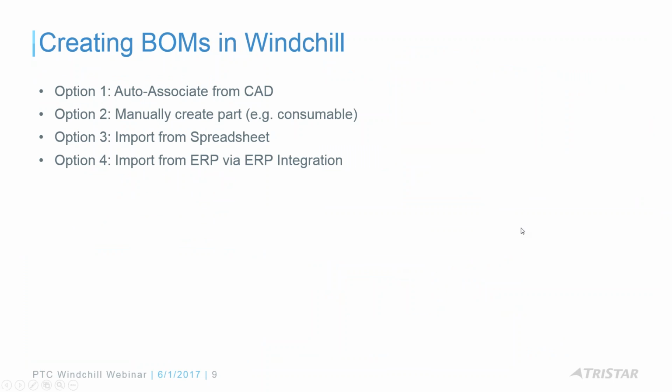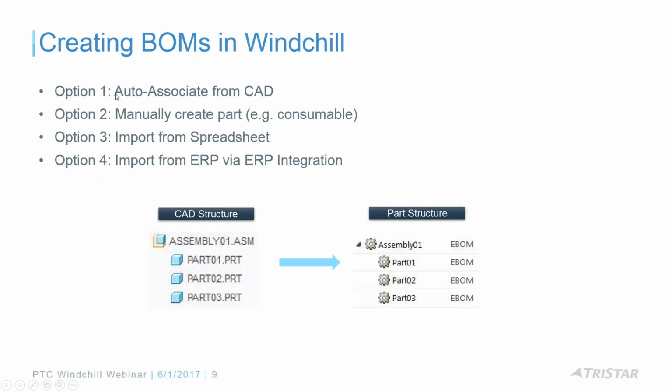So how do we create BOMs in Windchill? Typically there's four ways of doing this. One way is, as the CAD assembly is being checked into Windchill, to auto-associate. That means a corresponding Windchill part will be created. And these are in these gray gear icons. Those icons can be changed depending on part type. Customers have these different colors. Customers have, maybe electrical parts green, regular parts gray, maybe other colors.